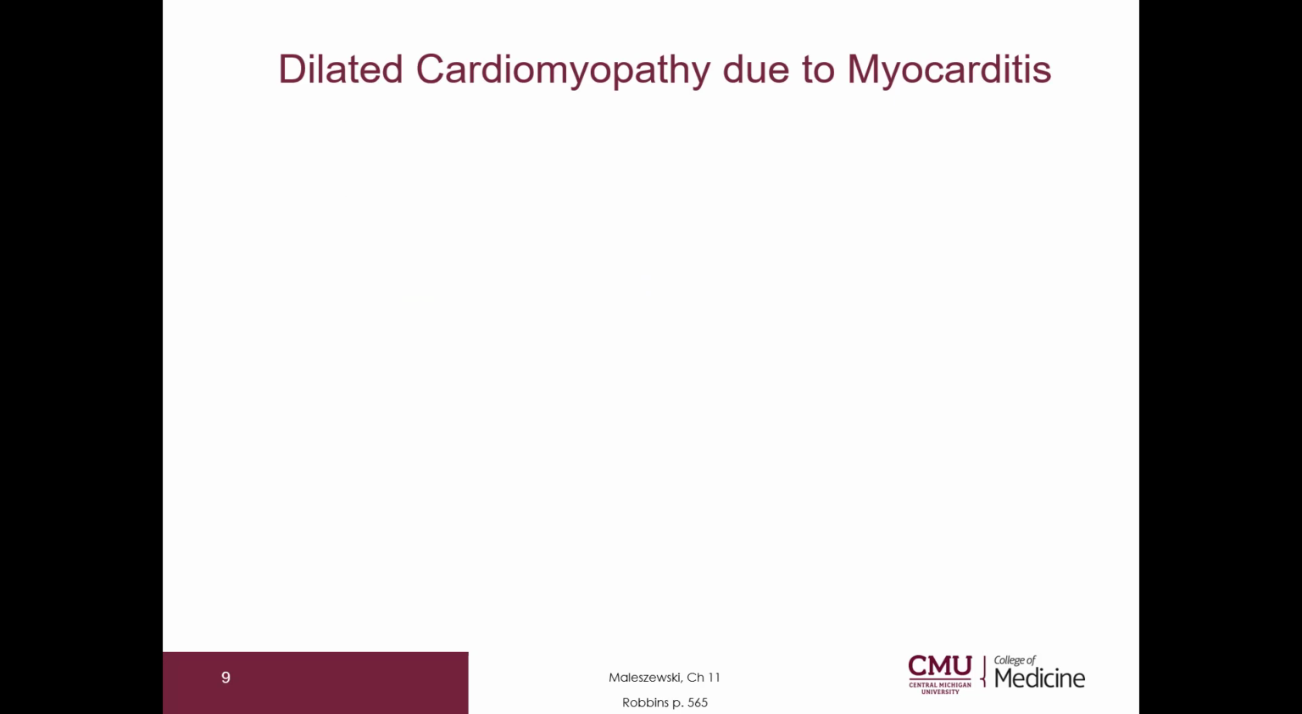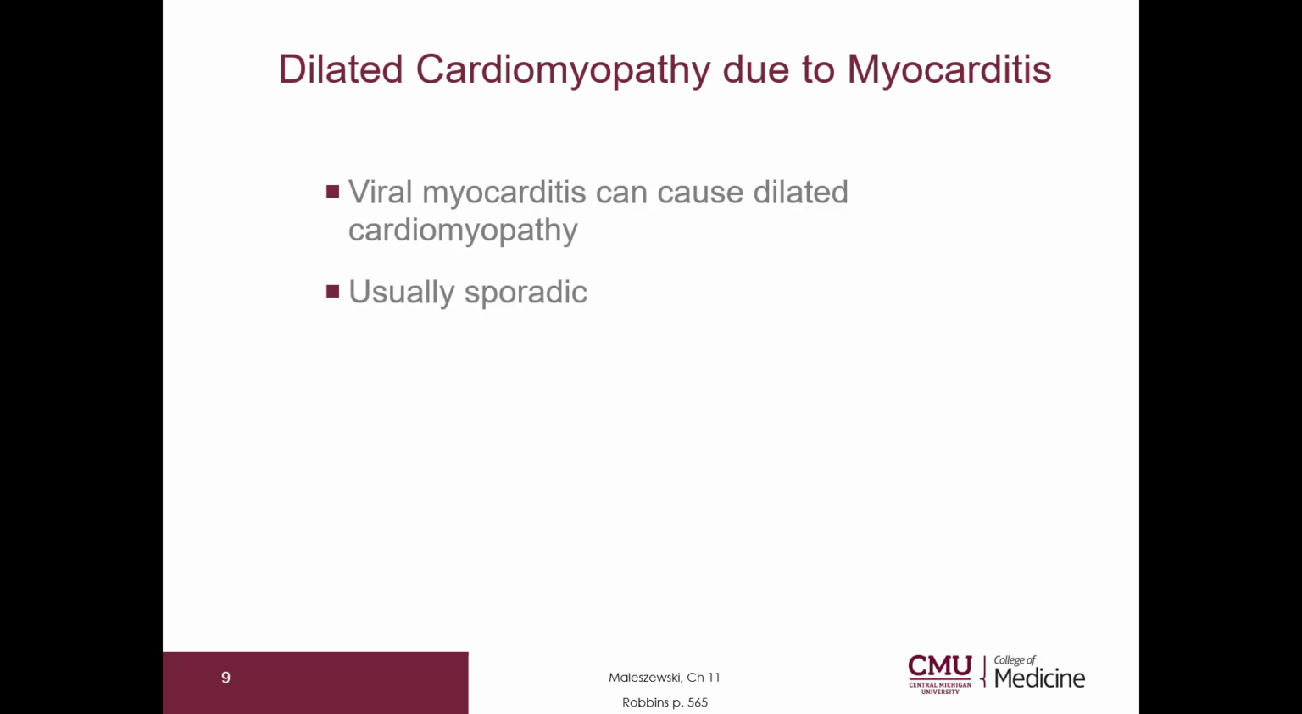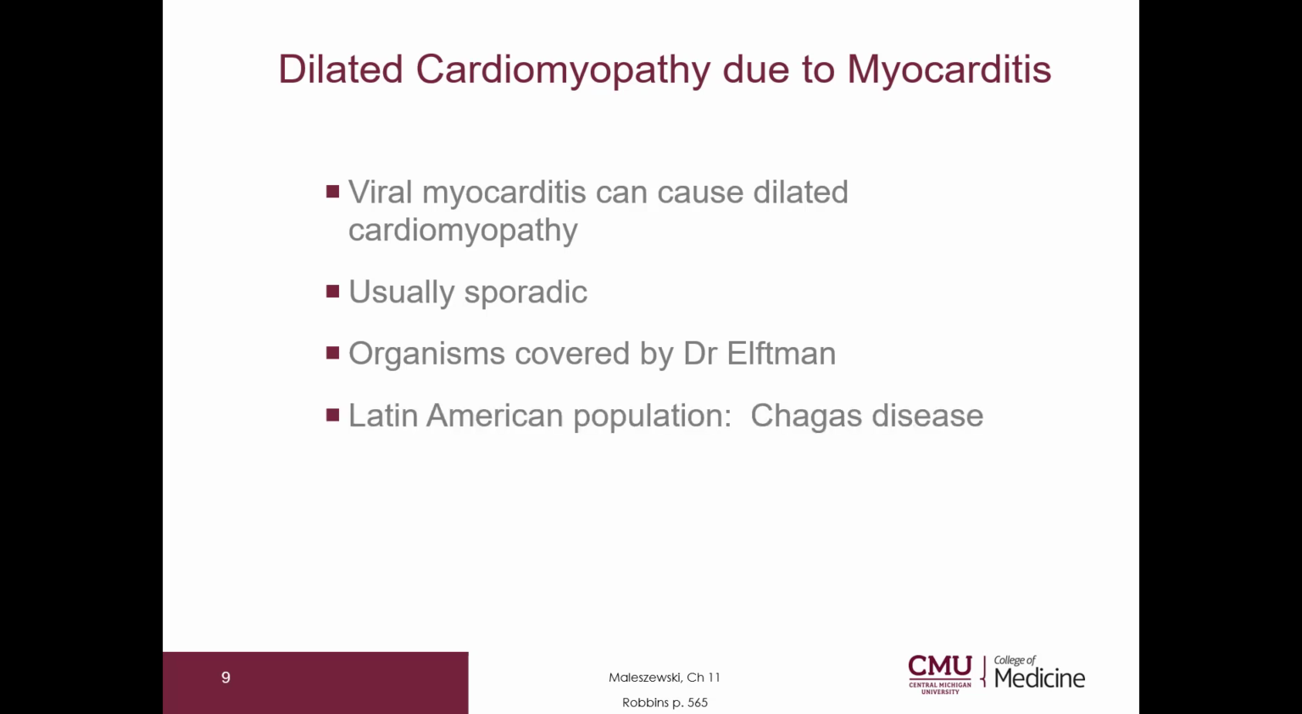Myocarditis can be one of the underlying etiologies of dilated cardiomyopathy. This is most commonly a viral myocarditis. It's usually sporadic. The organisms are covered in a separate lecture. In the Latin American population, Chagas disease can cause dilated cardiomyopathy.